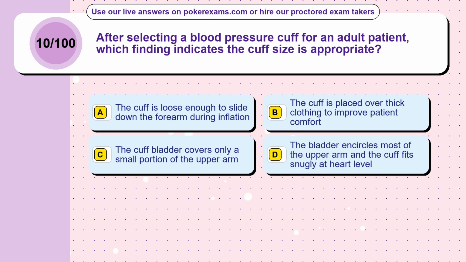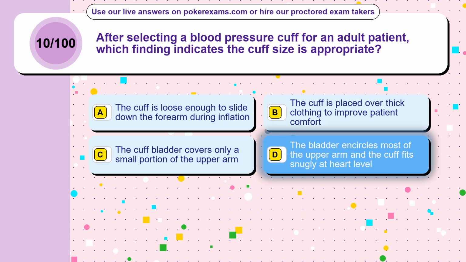Question 10. After selecting a blood pressure cuff for an adult patient, which finding indicates the cuff size is appropriate? Option A, the cuff is loose enough to slide down the forearm during inflation. Option B, the cuff is placed over thick clothing to improve patient comfort. Option C, the cuff bladder covers only a small portion of the upper arm. Option D, the bladder encircles most of the upper arm and the cuff fits snugly at heart level. The correct answer is option D.